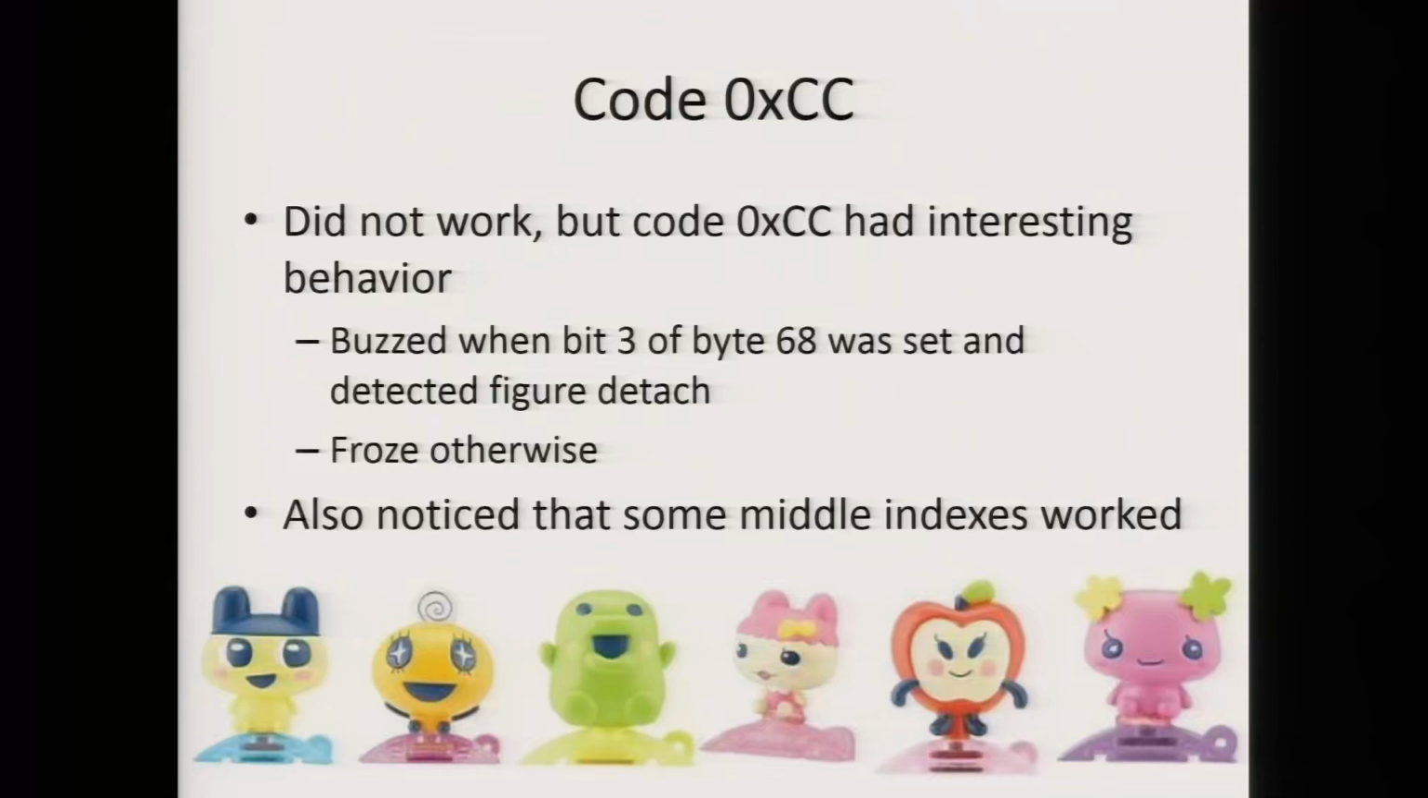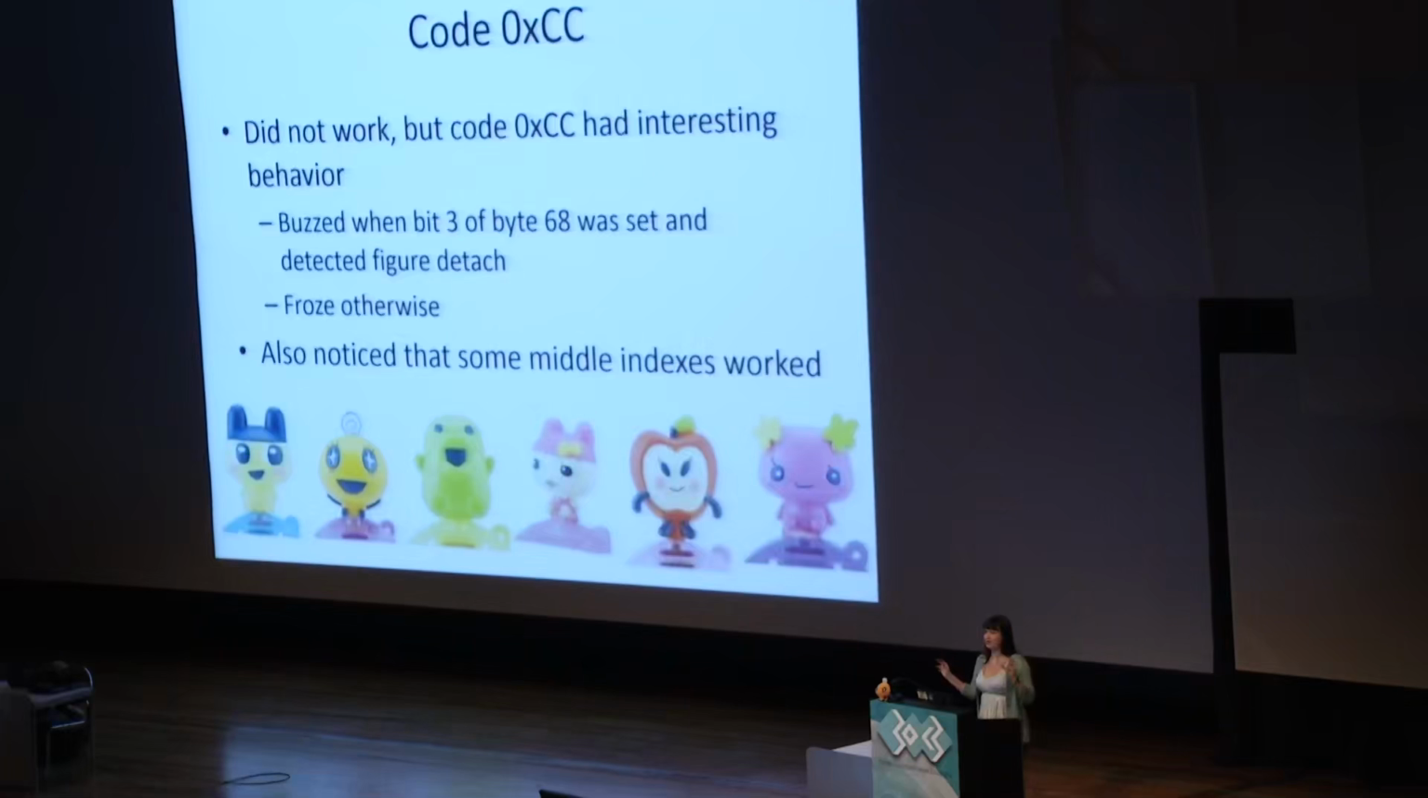And I did not. But I did find some very interesting behavior in a code CC. Basically, I found that the first time I tried it, it buzzed. And what the buzzing was dependent on was if bit 3 of byte 68 of the LCD RAM was set, it would buzz, otherwise it would freeze. So I thought that was kind of odd. The other thing that I thought was odd was that some of the middle indexes worked. When I was first playing with this, it was the top and the bottom of the range that would work, and the middle always froze. But once I started trying every single index, some of them worked.